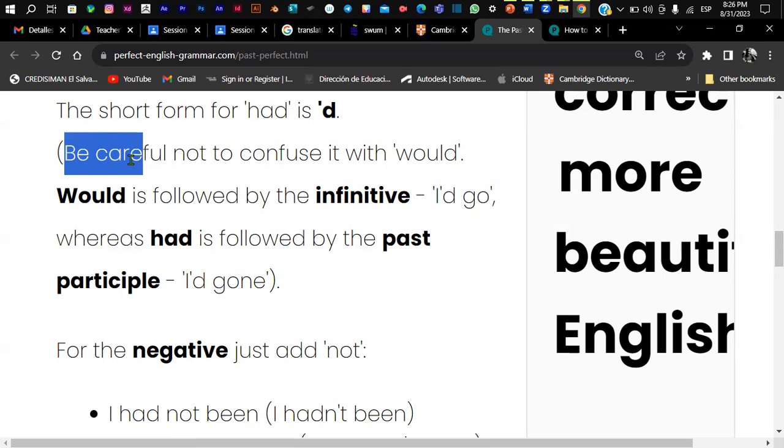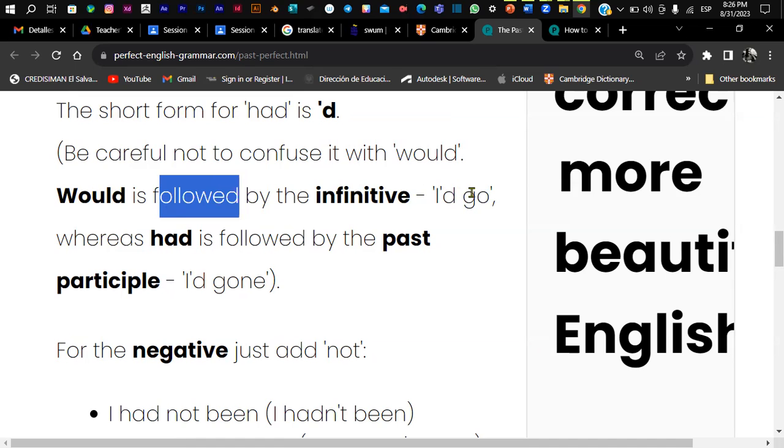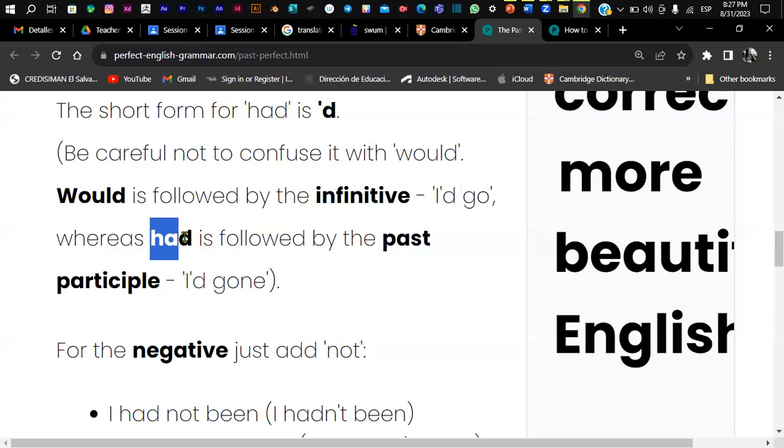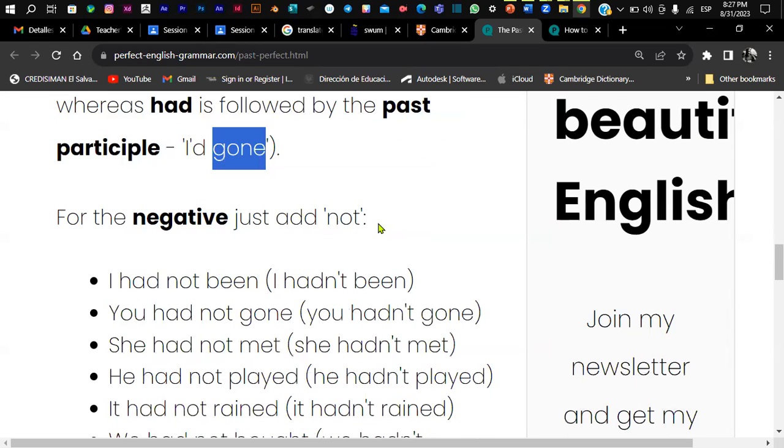Mm-hmm. Here is the explanation, simple. Would is followed by the infinitive. Normal verb. Whereas had is followed by the past participle, that in this case is gone. And that's it. No more. There is no more explanation.